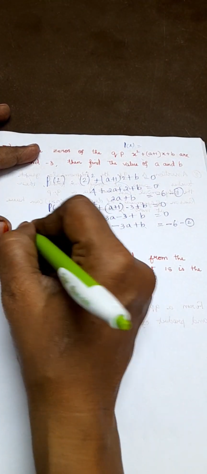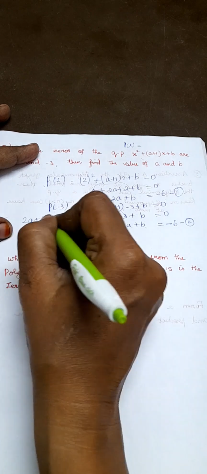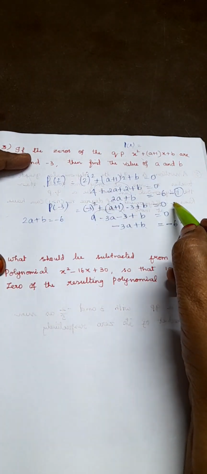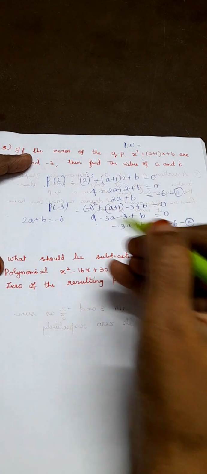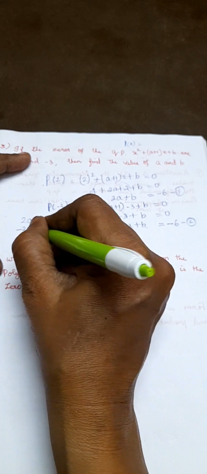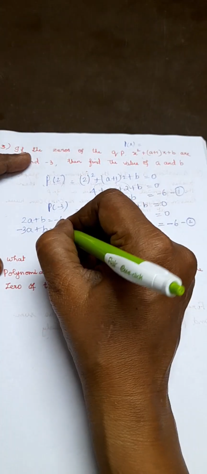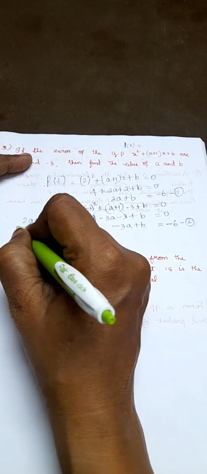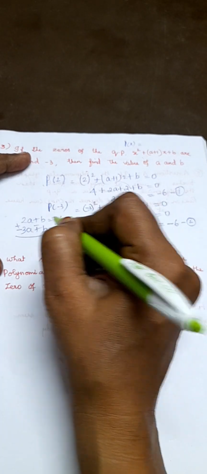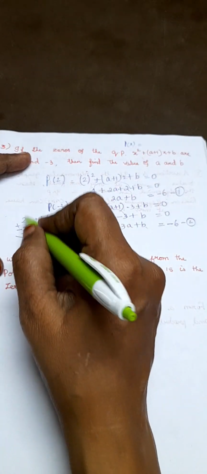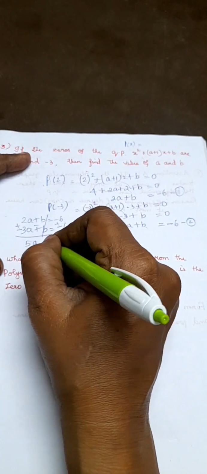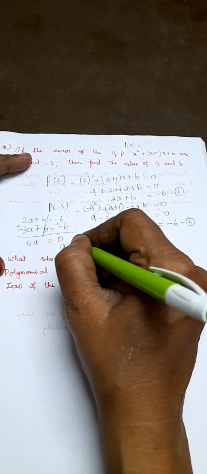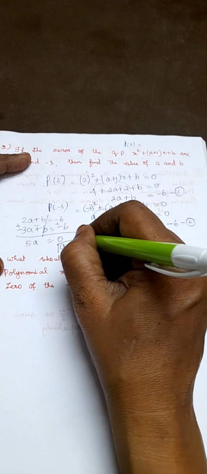Here we will solve it here. 2a plus b equal to minus 6, and what is the next equation? Minus 3a plus b equal to what I will get? Minus 6, right? Now I am going to subtract because b is there, right? So b and b will get cancelled. What I will get? 5a equal to 0. So a equal to 0. A equal to 0 is your answer, right?